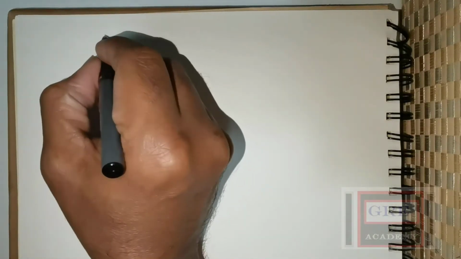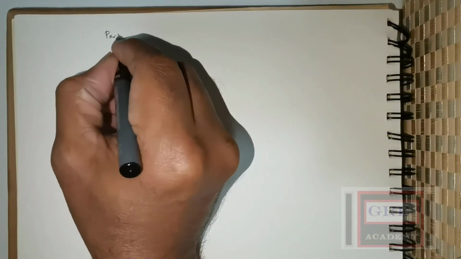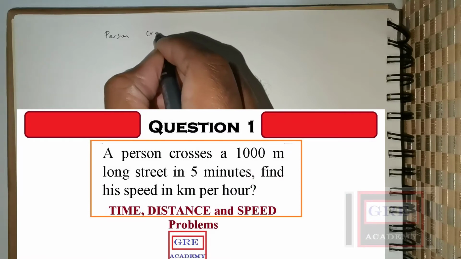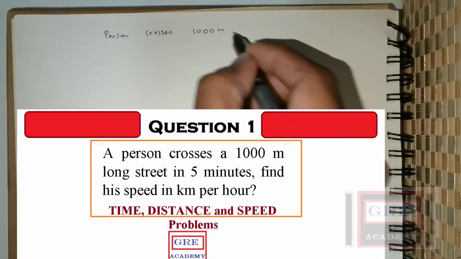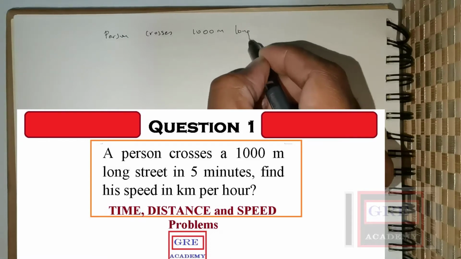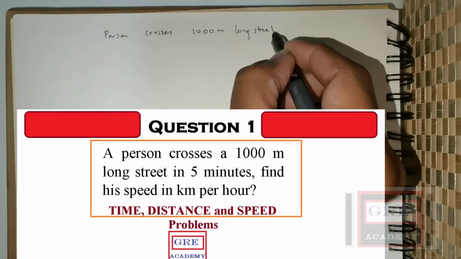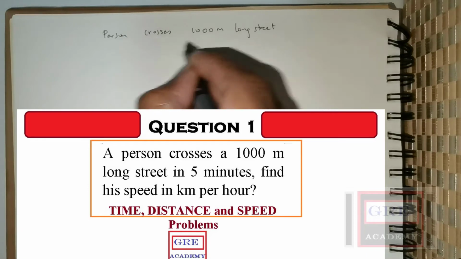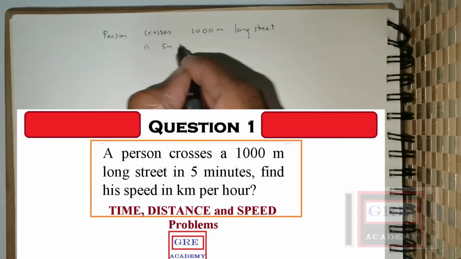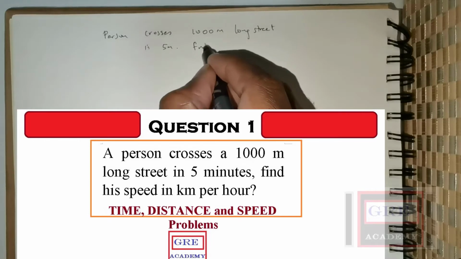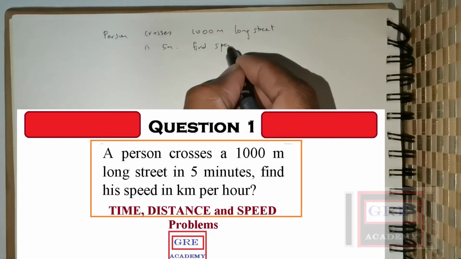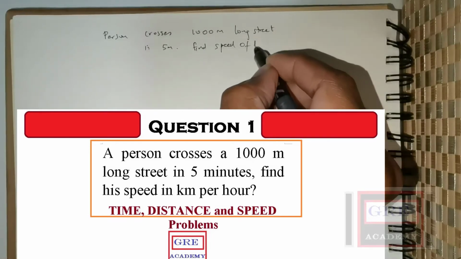Okay, students, we are given that a person crosses a 1,000-meter long street in 5 minutes. Okay, and we are asked to find the speed of the person.